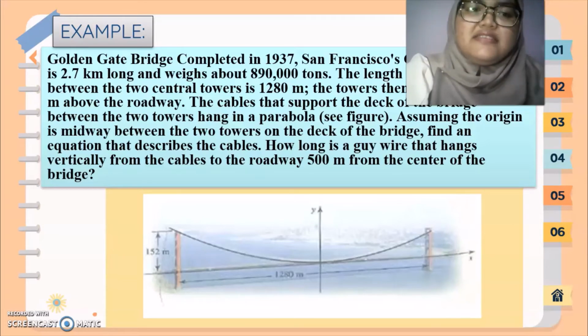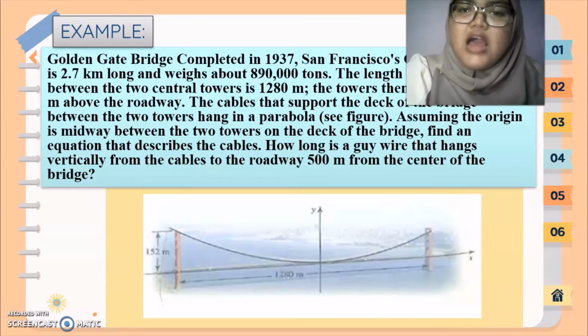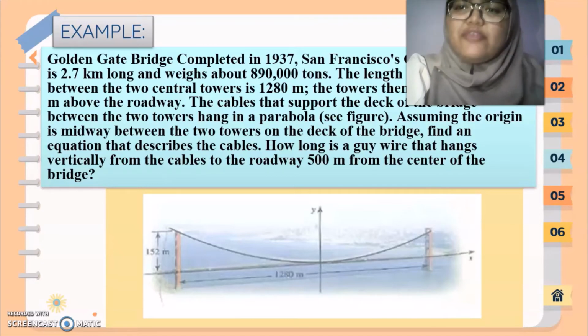Assuming the origin is midway between the two towers on the deck of the bridge, find an equation that describes the cables. How long is a guy wire that hangs vertically from the cables to the roadway 500 meters from the center of the bridge?